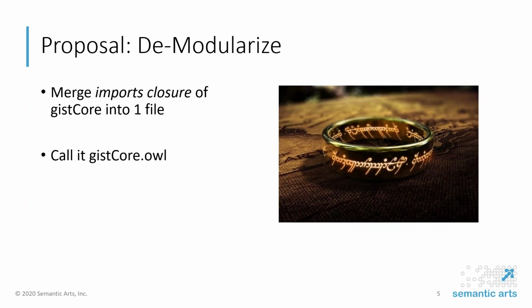So there's a proposal we're considering to demodularize it, which would really mean you just take the imports closure of GIST core, which is all those concepts you saw, and put it in one file. Go ahead and call it GIST core. That's to distinguish it from other things out there, maybe less well known, for example GIST-Fin, which is a finance ontology, that we would keep separate. That's not core, everyone doesn't need finance stuff. That's why we might call this GIST core instead of just GIST, because we do have some other things we work on out of Semantic Arts that might also get that GIST prefix.